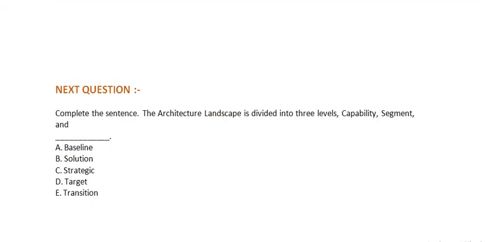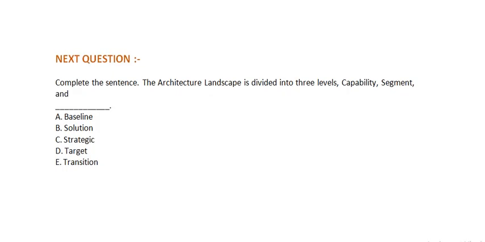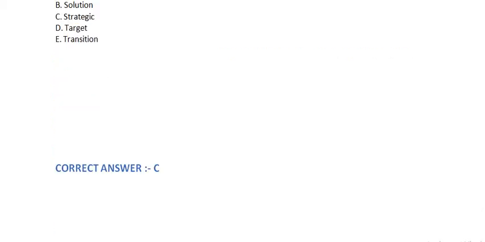Next question is, complete the sentence. The architecture landscape is divided into three levels: capability, segment, and option A, baseline, option B, solution, option C, strategic, option D, target, and option E, transition. The correct answer is option C.